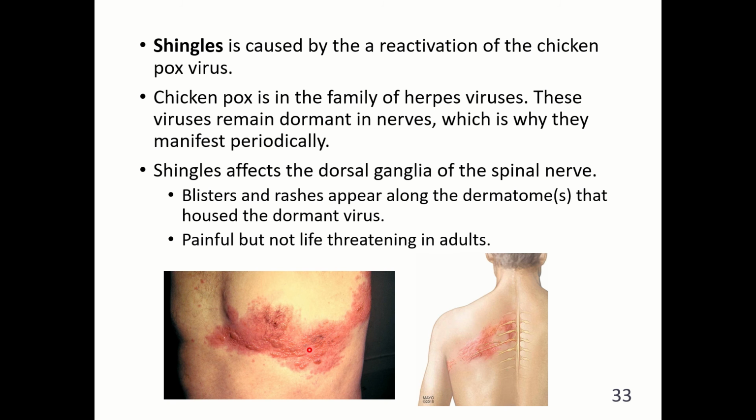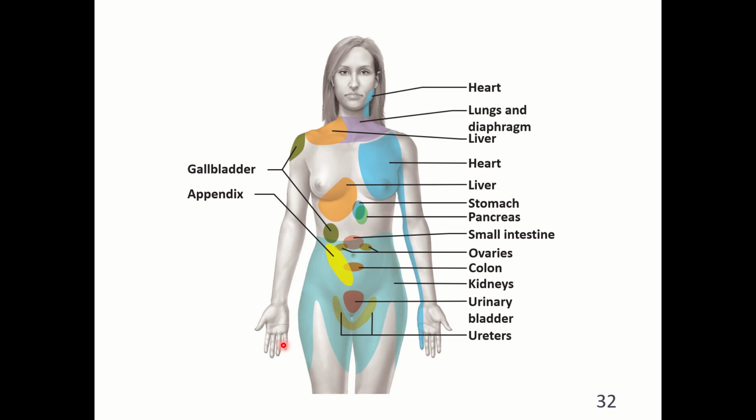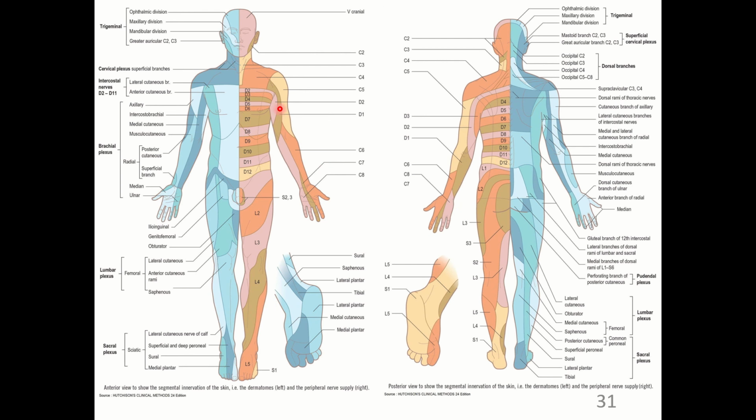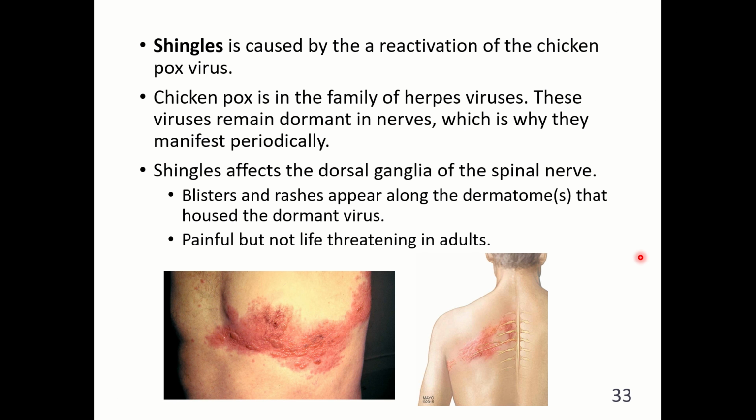And so here we'll see it traveling along the anterior rami in the chest region. And doesn't it look exactly like the anterior rami shown before? So here it looks like it was traveling around D7, maybe even D6. Shingles is painful, but it is not life-threatening in adults.